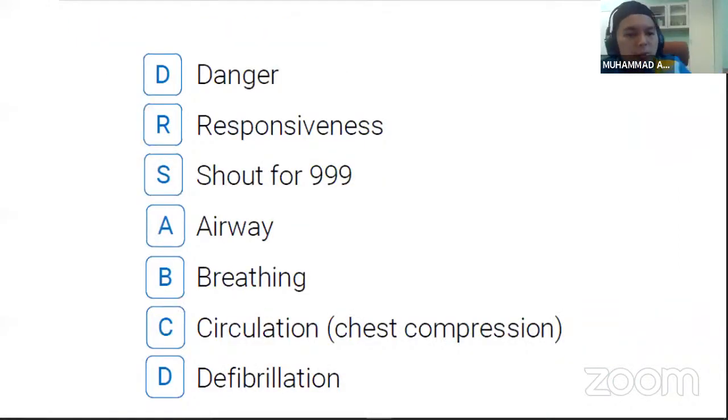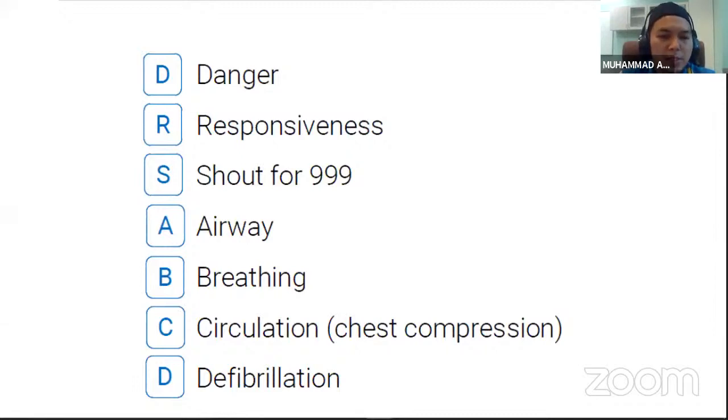Okay, so this is, I think, very familiar to everyone. DRSABCD, or before I called it Dr. Subsidi. This is very important because when you are in panic, you should calm yourself, take a deep breath, and remember this Dr. Subsidi. It will help you to do everything one by one.